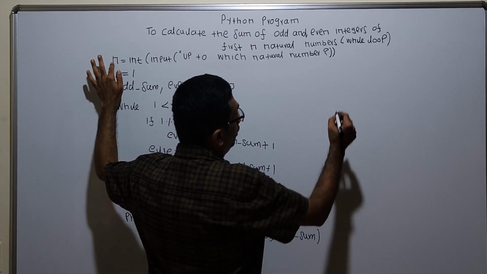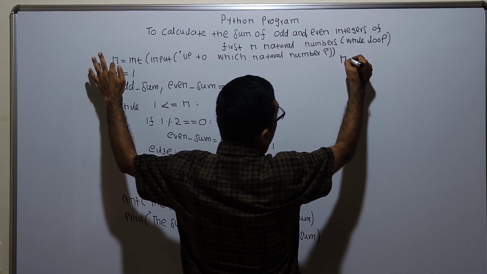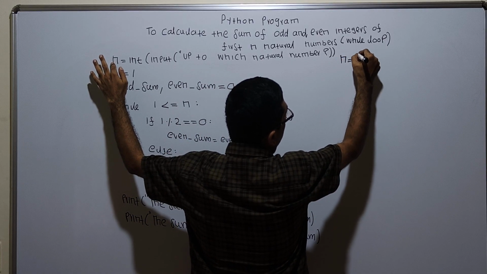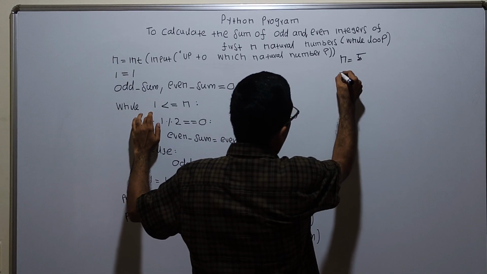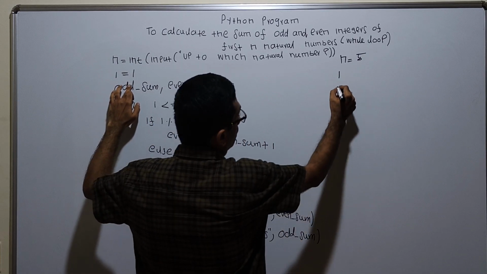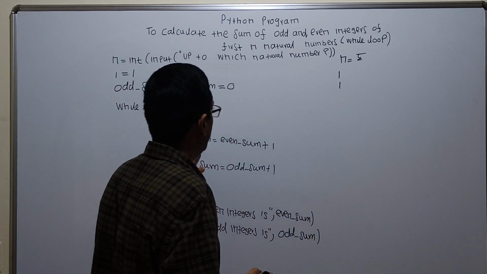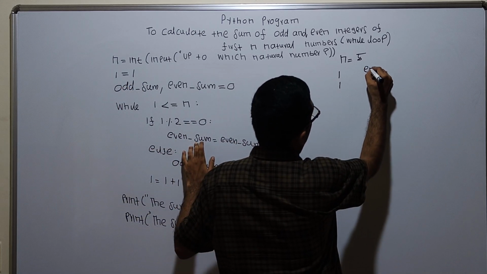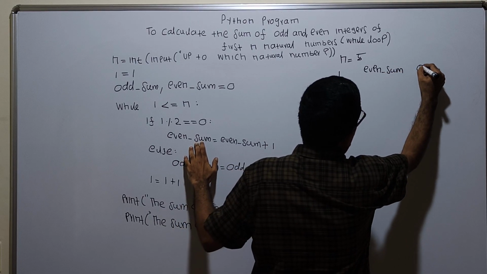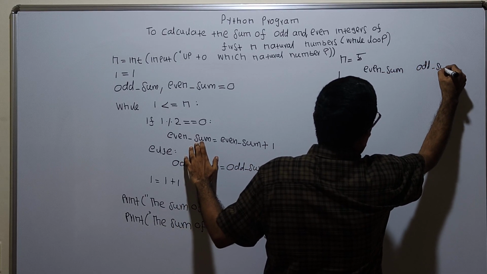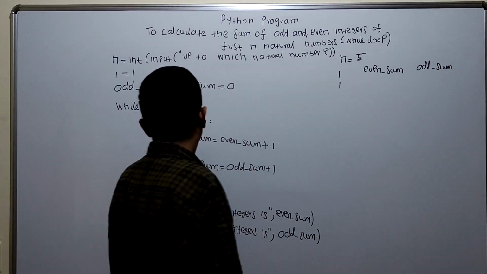So here I am giving n value, n equal to 5. I am taking an I value, the initial value of I is 1. Here I am having even_sum and odd_sum.